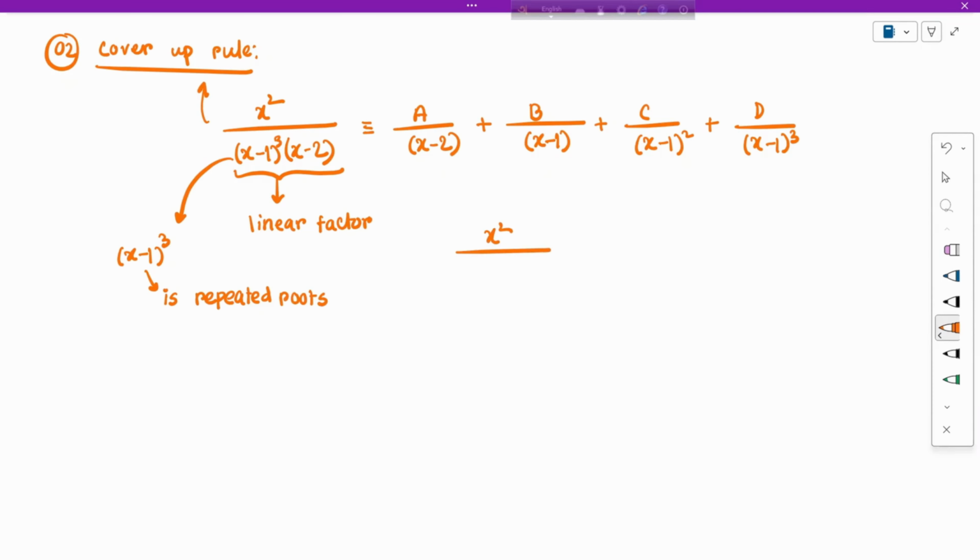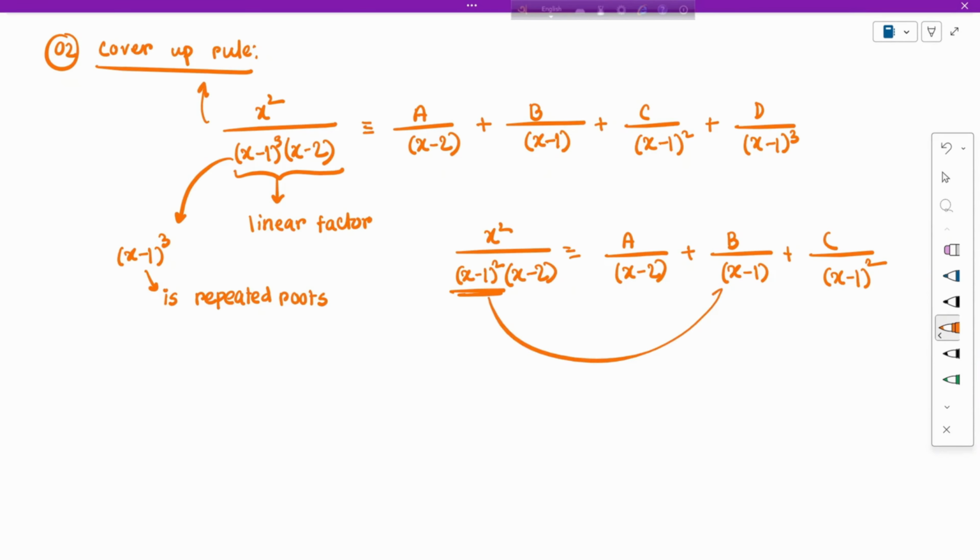Suppose that another expression was like this, (x minus 1) whole square times (x minus 2). In that case, the first expression would be the same. The second expression is going to be x minus 1, and the third expression is going to be (x minus 1) whole square. So in case of repeated roots, we divide the partial fractions, and we progress to the higher degree by starting from the lowest degree. Starting from 1, we gradually go to the highest degree given in the expression.